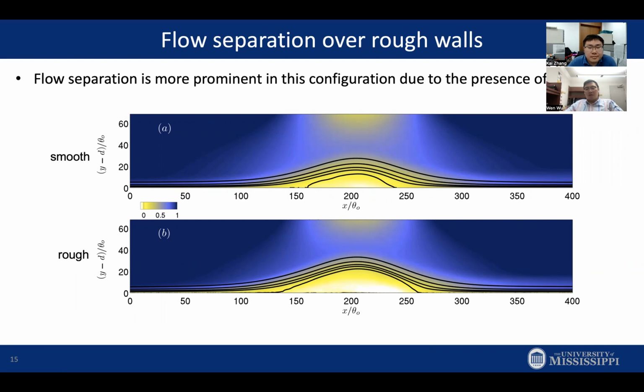Our configuration supports the first type of conclusion. The separation is more prominent than the smooth wall. It means that additional mixing by roughness is not doing good. There must be something else that caused the flow to separate more.